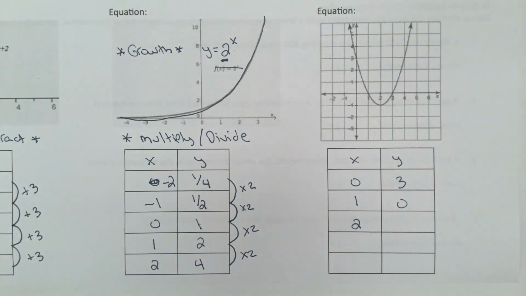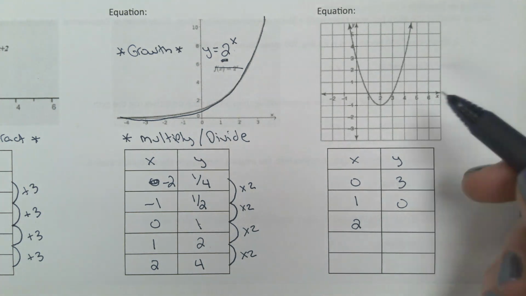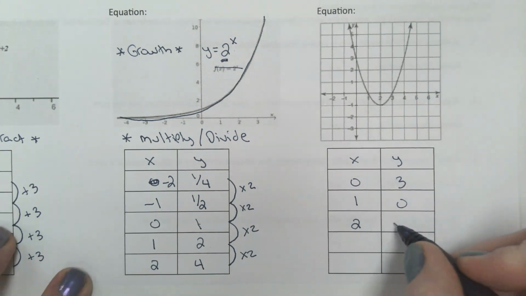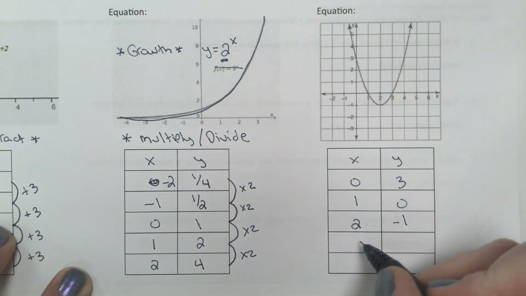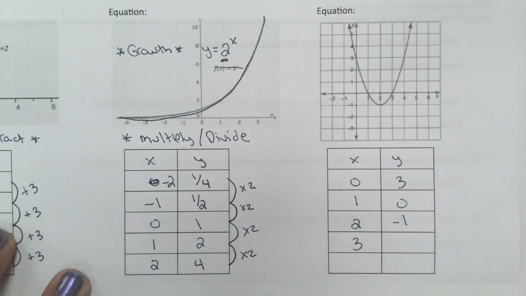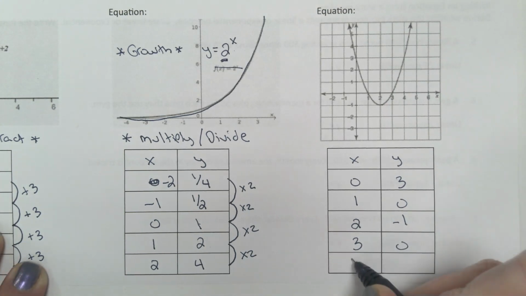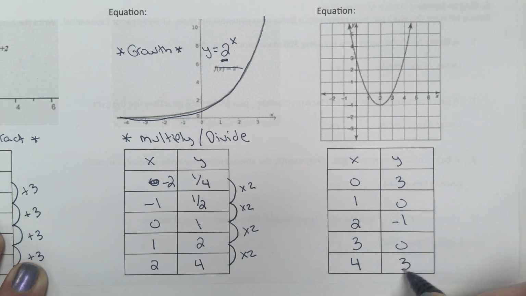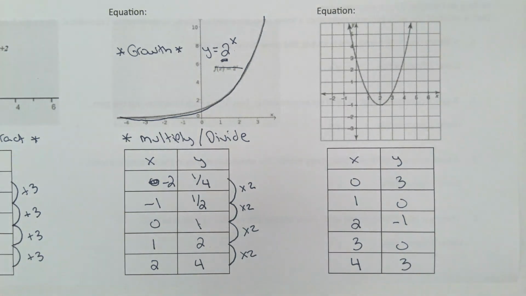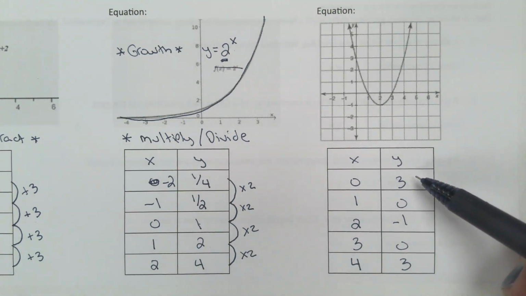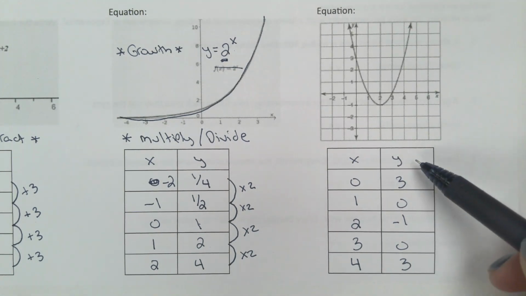When x is 2, what is the y value? Good, -1. And then when x is 3, what's the y value? 0. And when x is 4, we're back up to 3. All right, so you want to try to look for a pattern.